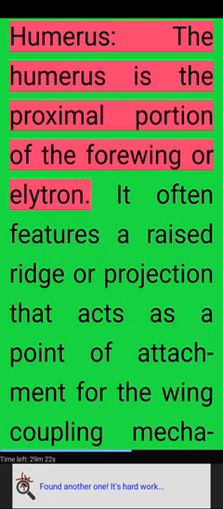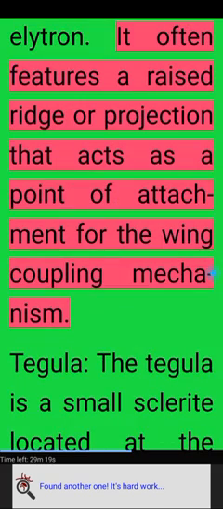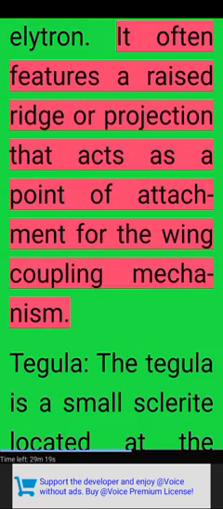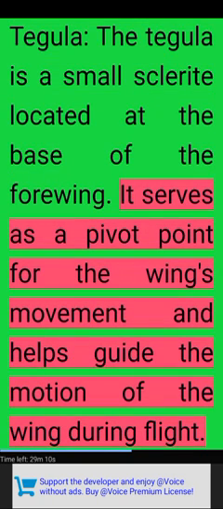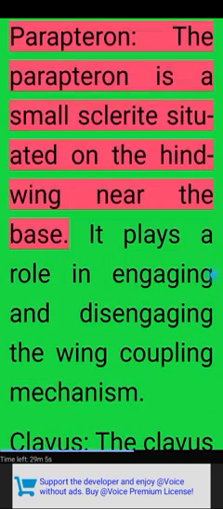Humerus. The humerus is the proximal portion of the forewing or elytron. It often features a raised ridge or projection that acts as a point of attachment for the wing coupling mechanism. Tegula. The tegula is a small sclerite located at the base of the forewing. It serves as a pivot point for the wing's movement and helps guide the motion of the wing during flight.